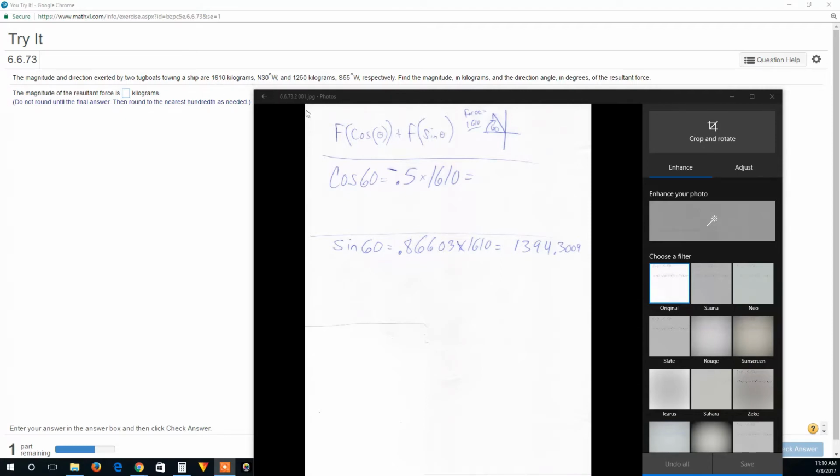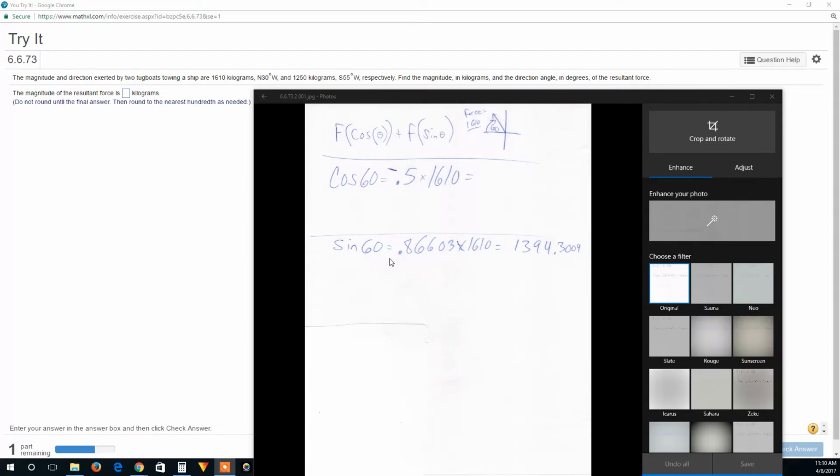Don't really need the units at this time. To get that value, I'm just going to put in my calculator 1610 times negative 0.5. Normally I'd first put in cosine 60 equals, turn it negative, and then do times 1610, but in this case it was a nice smooth number. We don't have 1,000 decimal places like we normally would.